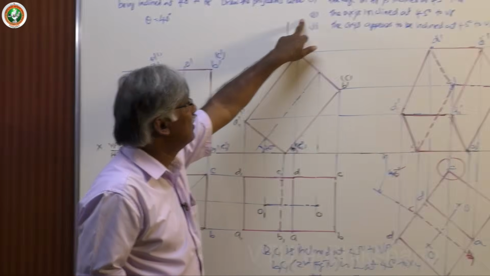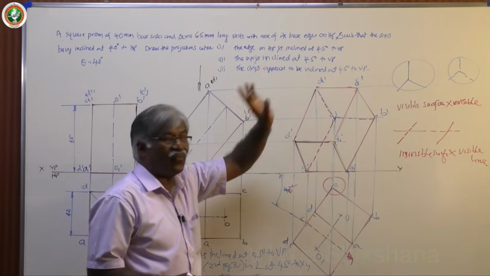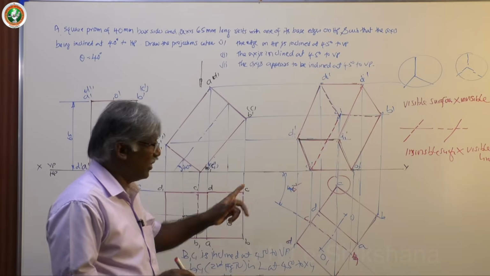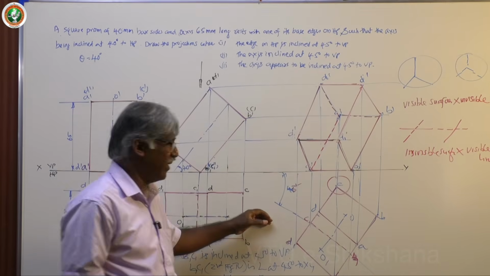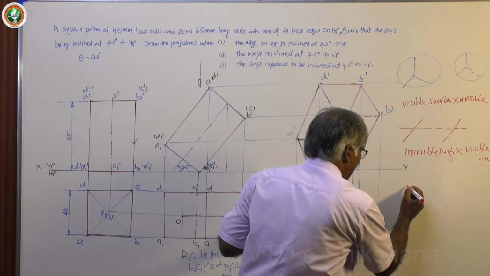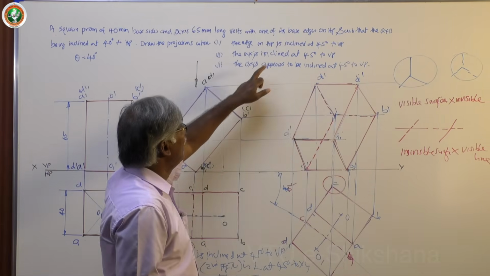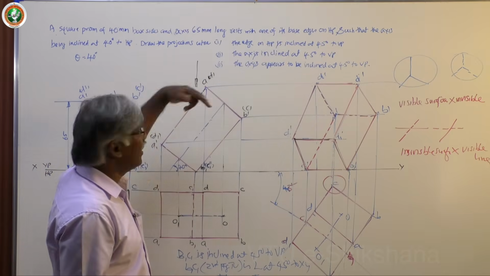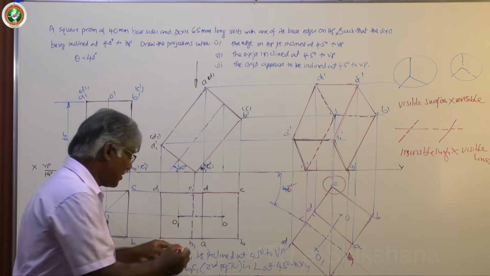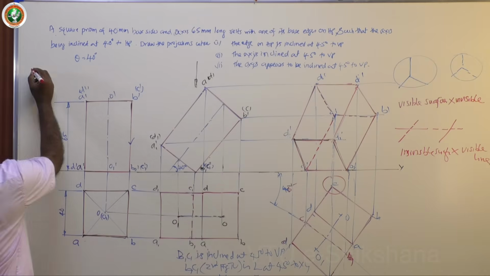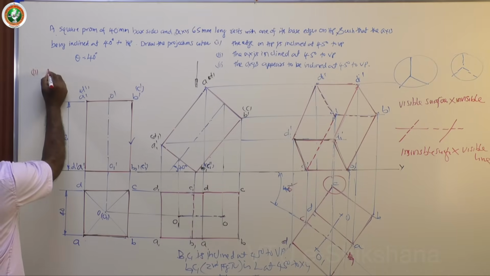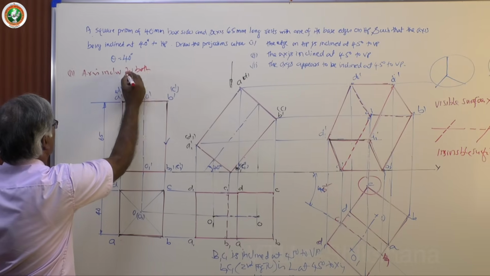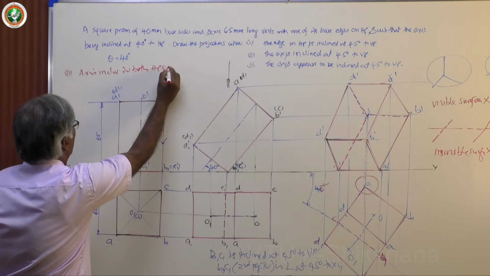Now, the second item is axis inclined at 45 degrees to VP. See here, it's very easy for me to interpret the same solution. Axis inclined 45 degrees to VP. So what do you have to do? The axis is now inclined to both the planes. So for case 2, I will discuss axis inclined to both planes, both HP and VP.